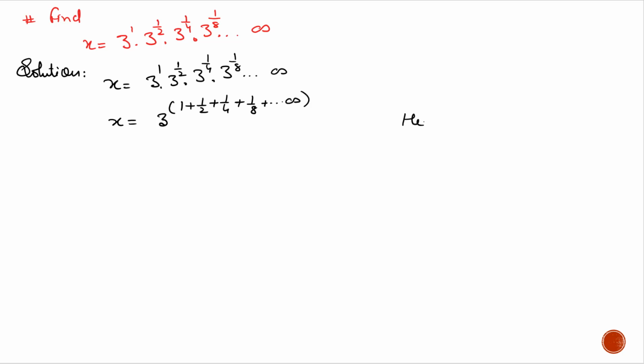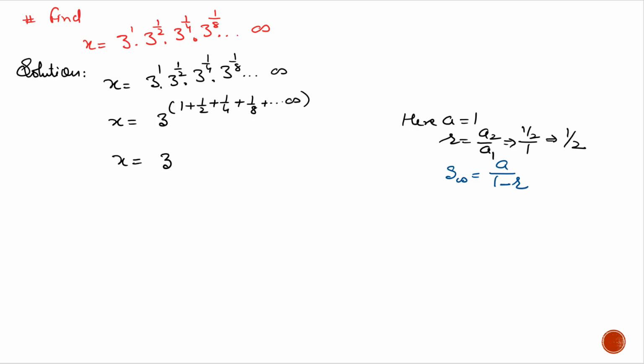It's a GP. Here the first term is 1 and the common ratio is second term upon first term or third term upon second term, which is equal to 1 by 2. Now we apply the formula of the sum of an infinite series, A divided by 1 minus R. Here A is 1 and R is 1 by 2. So we have 3 raised to the power 1 divided by 1 minus 1 by 2. So after calculation we have x equals 3 raised to the power 2, which equals 9.